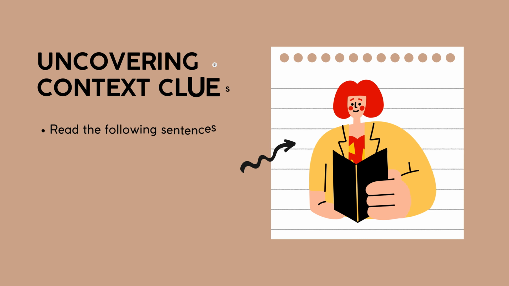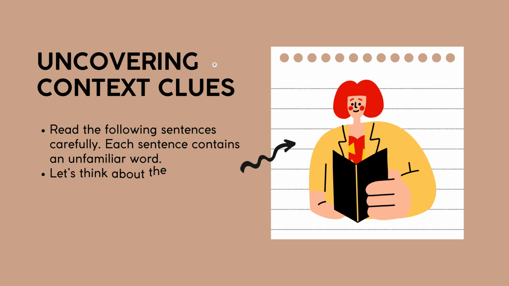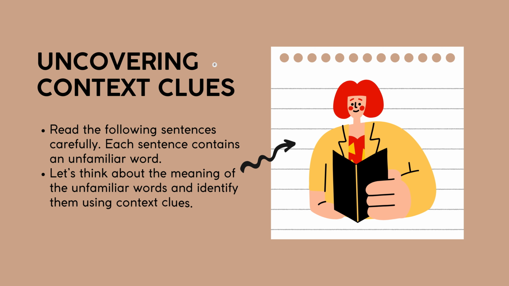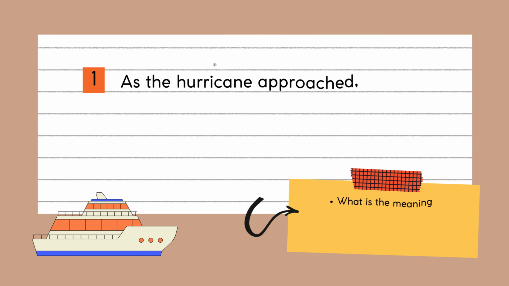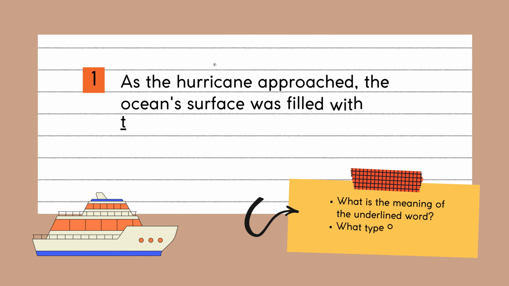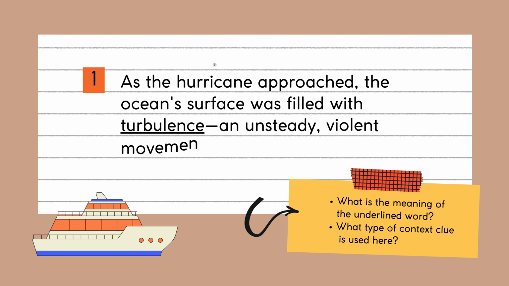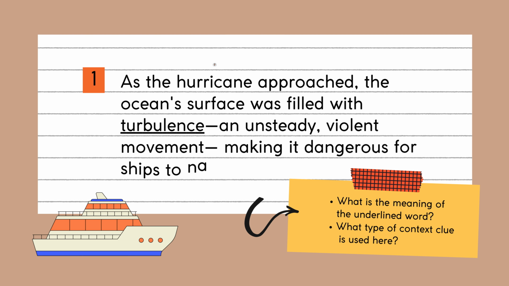Now let's try and uncover some context clues. Read the following sentences carefully. Each sentence contains an unfamiliar word. Let's think about the meaning of the unfamiliar words and identify them using context clues, the ones that we just learned. As the hurricane approached, the ocean's surface was filled with turbulence, an unsteady, violent movement, making it dangerous for ships to navigate. Now, the question is, what is the meaning of the underlined word?